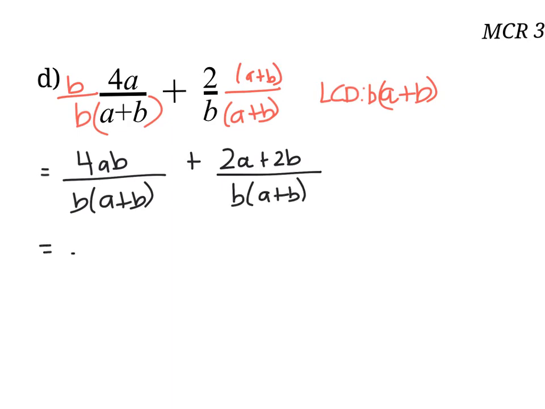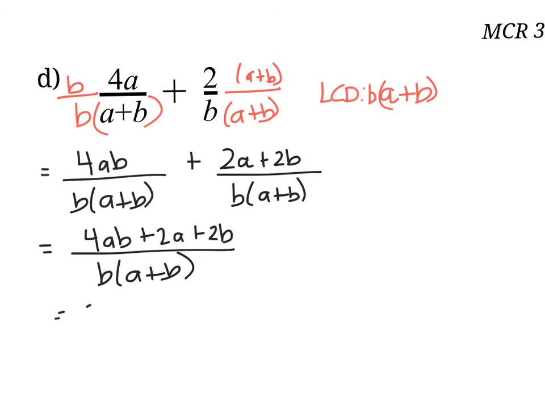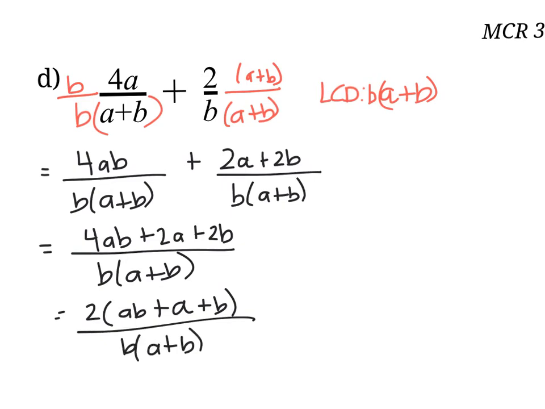Let's add these numerators together. So we have our denominator down here. Then we've got 4ab plus 2a plus 2b. Let's factor the top. So we're going to have 2(2ab plus a plus b) all over b(a plus b). And nothing can be simplified any further. There are no common factors in the top and the bottom, so we're done.